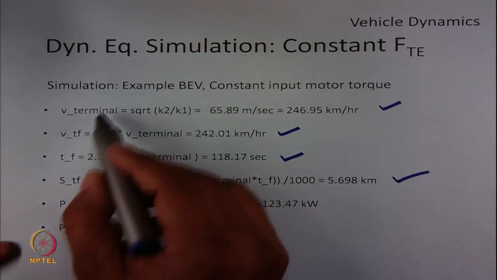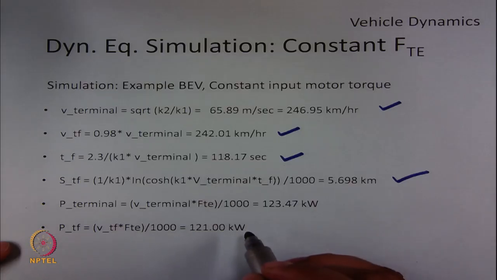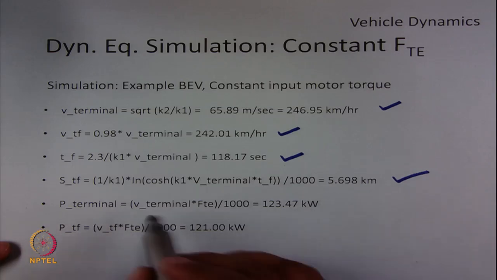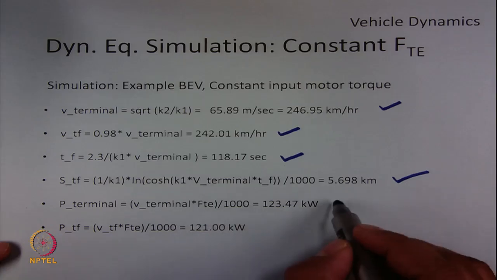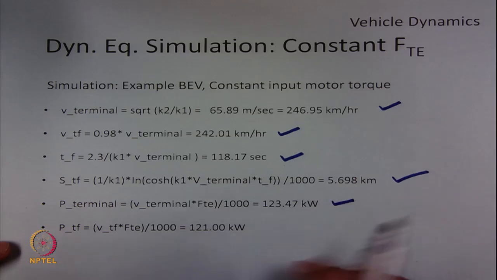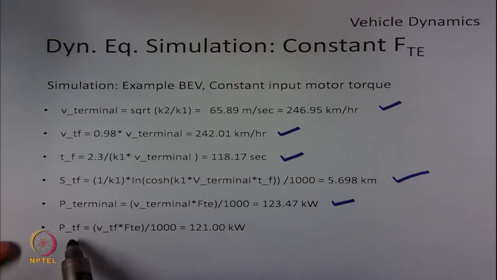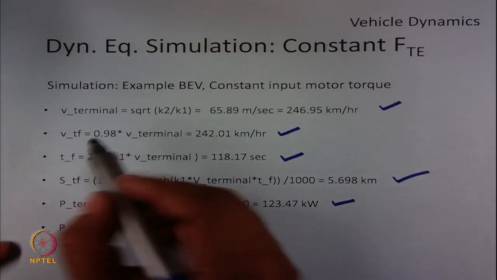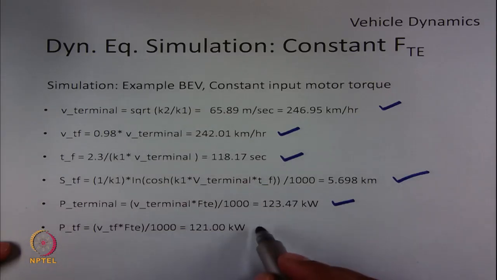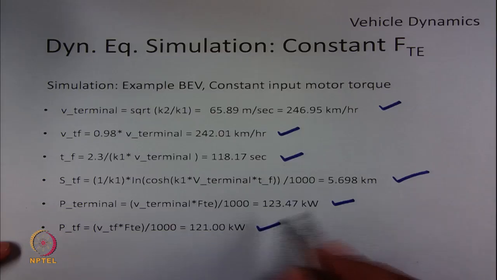Similar to terminal velocity, we can also calculate the power. The maximum power this system will take is V terminal into F_TE divided by 1000. So, we will get the power in kilowatt. So, it is 123.47 kilowatt. The power that is required to operate the vehicle at 0.98 of V terminal, which is V_Tf, will be equal to 0.98 of this value. So, it is 121 kilowatt.